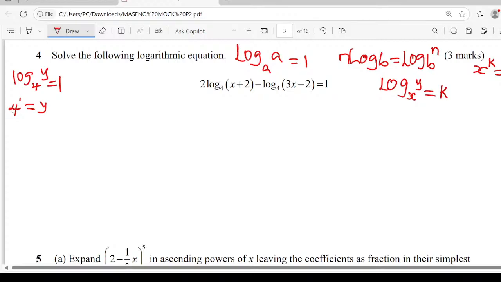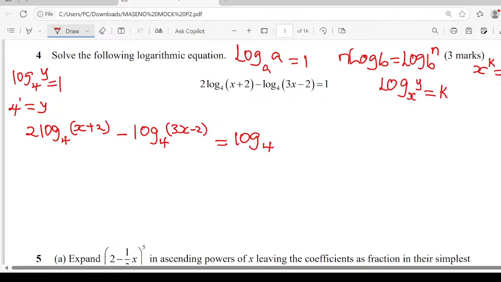So this can be written as 2 log to base 4 of x plus 2 minus log to base 4 of 3x minus 2 should be equal to, instead of saying 1, this will now be log to base 4 of the value of y, which I've found here as 4. Log to base 4 of 4 is 1. Remember, I've also said that the log of a number to the base of the same number is always equal to 1. So we have it like that.